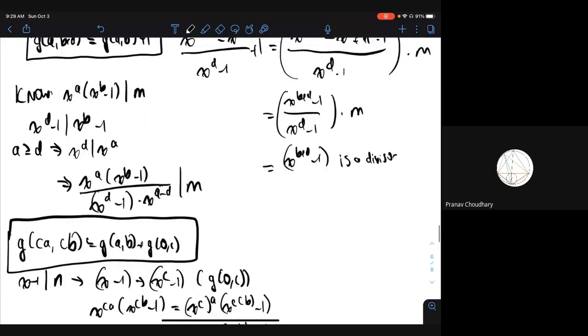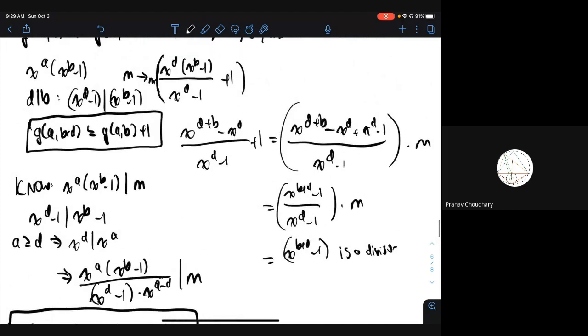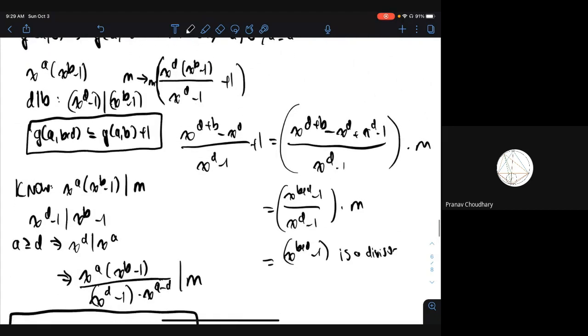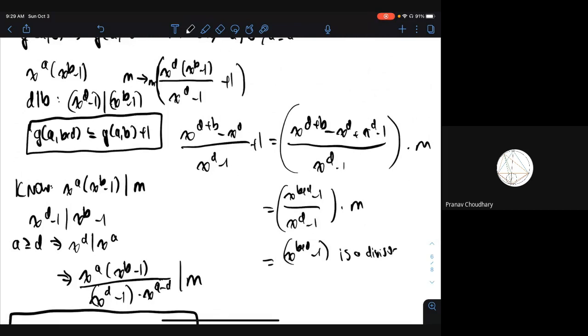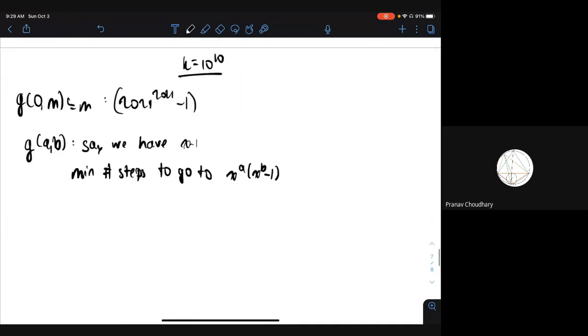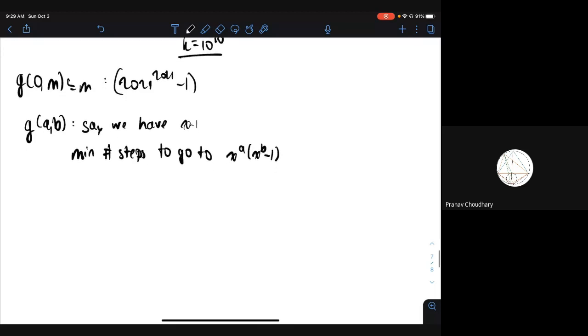So that's this inequality. And the previous inequality is just that if we have x to the power of a, x to the power of b minus one, in one step we can add d to the second exponent without doing any harm. So that's that step. That's why these two inequalities are true. And now we'll apply them to the problem at hand.